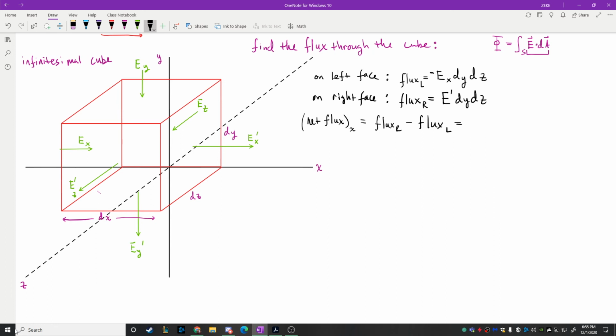And so this is going to be equal to Ex prime, because that's the value over here, is Ex prime. So it's going to be Ex prime minus Ex, and then multiplied by dy dz. Does that make sense?